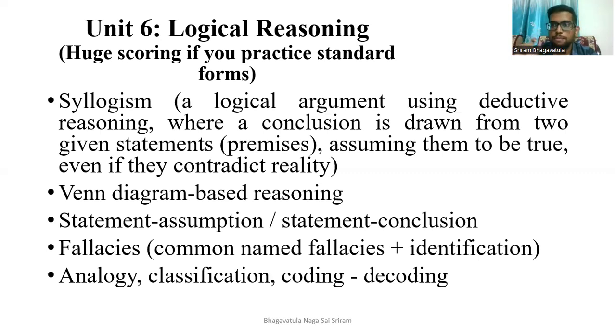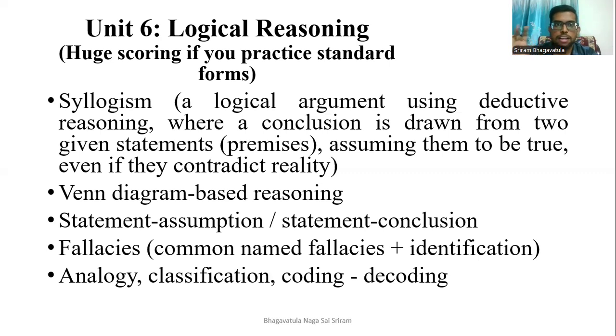So what is statement 1, statement 2, and what is the conclusion? Statement 1 reads all birds can fly. Statement 2 reads a penguin is a bird. Statement 3, the conclusion, is whether the penguin can fly or not. So that is one type of thing.